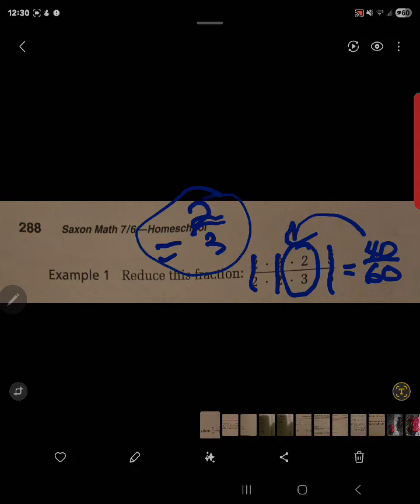So we just reduced that fraction really easy by splitting it into its factors and then crossing out anything that equals 1. 2 over 2 equaled 1, and 5 over 5 equaled 1, and all we were left with was 2 over 3. And so that is the reduced fraction. If we took 40 over 60, that would actually reduce to 2 over 3. It's just another method of reducing fractions by splitting them into their factors and then eliminating factors that equal 1.